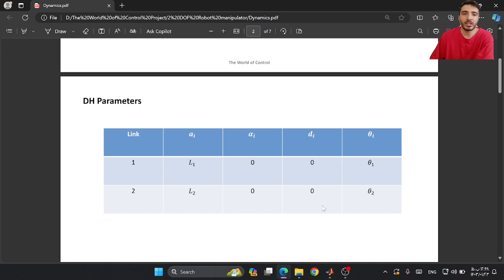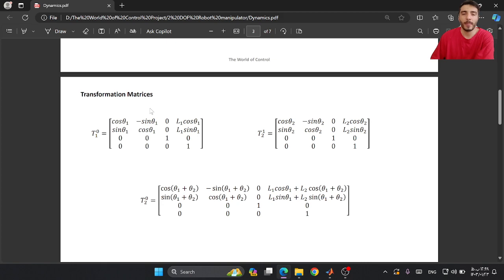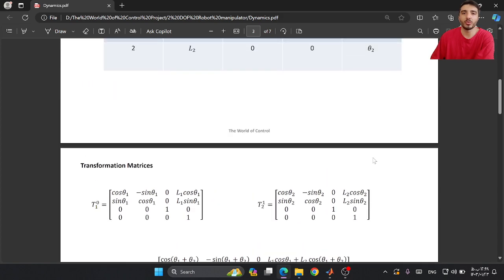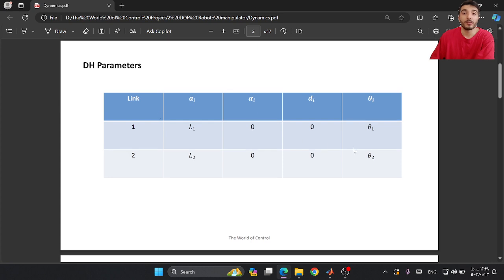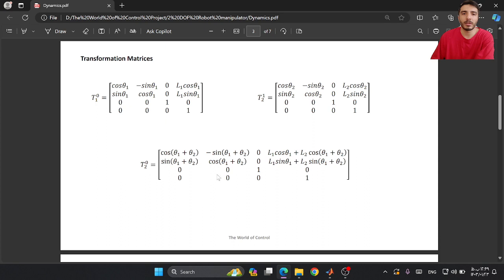You can see that we extracted the Denavit-Hartenberg parameters in this table, and we have all of the parameters shown here. After that, we need to write the transformation matrices with respect to our Denavit-Hartenberg parameters table. By considering the parameters, we can write our transformation matrices like these matrices here, and this is actually the forward kinematics of our system.